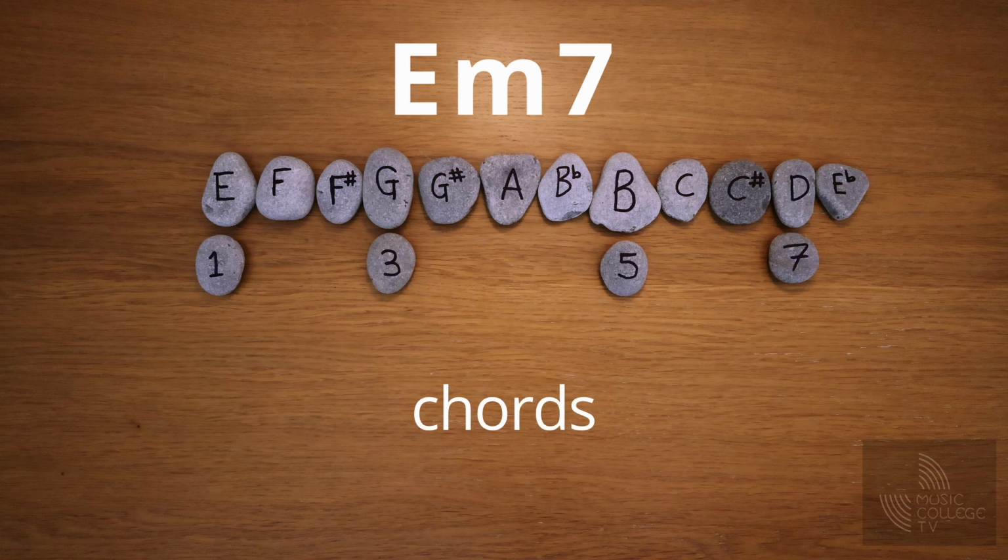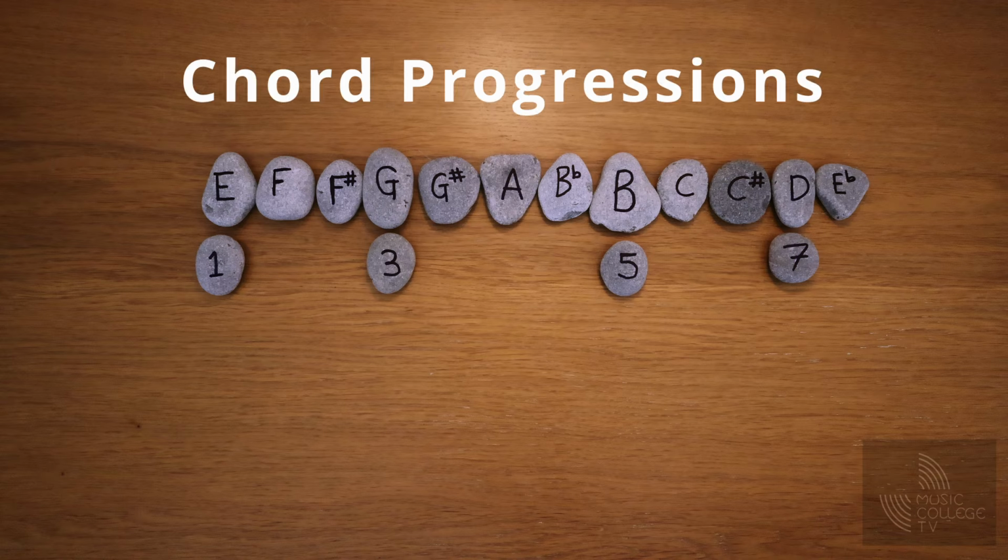Flattened seventh chords are transitional chords. There are two significant minor seventh chords used in this way all the time, which have a place in really common chord progressions. What is a chord progression? Songs are made up of chord progressions.